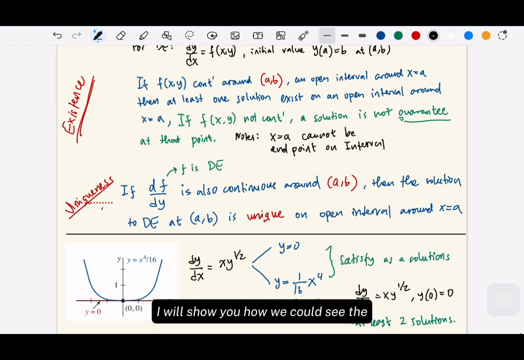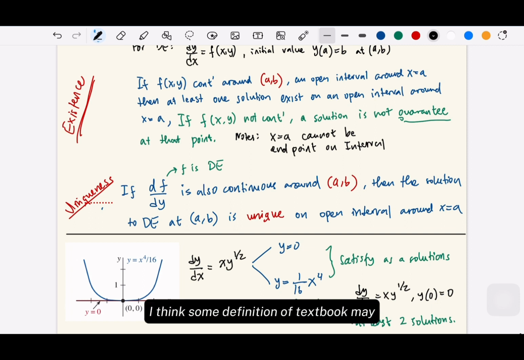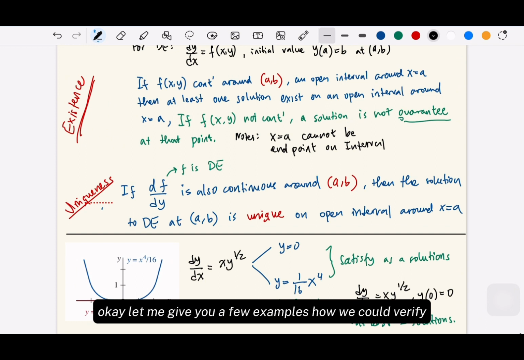I will show you a few examples of the process. Some definitions in the textbook may look a little bit different because I'm using just words, that is, open interval around x equal a. Maybe the textbook sometimes uses the interval with some distance h, but I think that will be the same. I try to make it short. Let me give you a few examples of how we could verify.